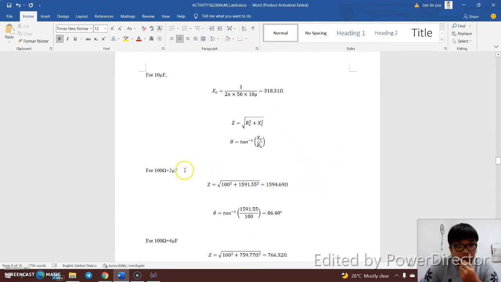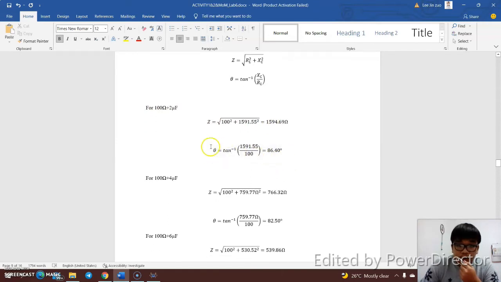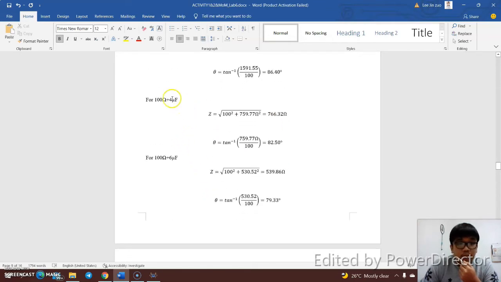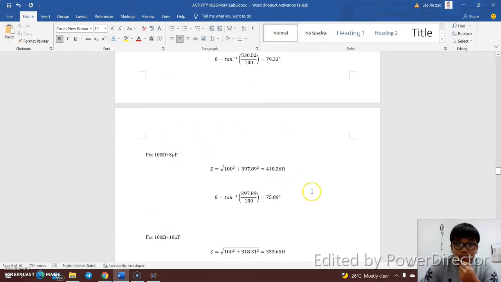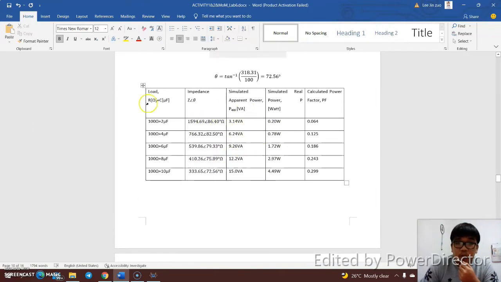And after that, we are going to calculate the value for the angle and also the Z. So for 100 ohm plus 2 microfarad, Z is equal to 15,094.69 ohm, and the angle is 86.40 degrees. And for 4 microfarad is this, for 6 is this, for 8 and 10 respectively. And this is the table recording all the value that we have read from the simulation.